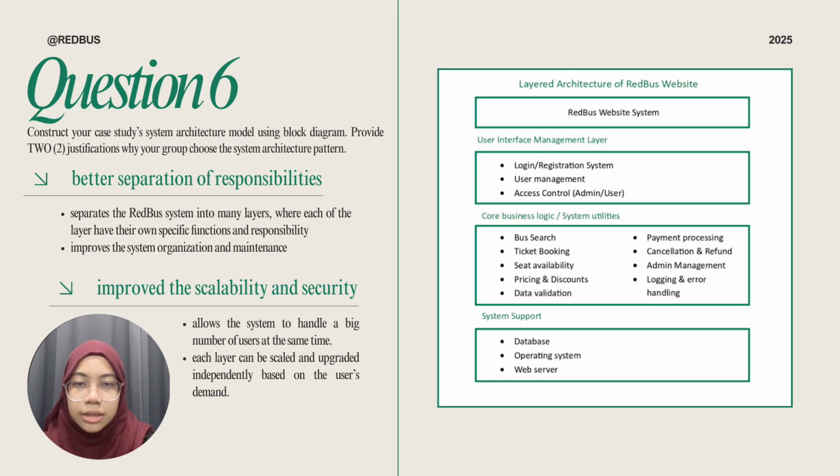The second reason is that the system architecture pattern improves the scalability and security of the Redbus system. This architecture pattern allows the system to handle a big number of users at the same time, so each layer can be scaled and upgraded independently based on the user's demand. For example, many users may search and book bus tickets at the same time, especially during school holidays or semester breaks.